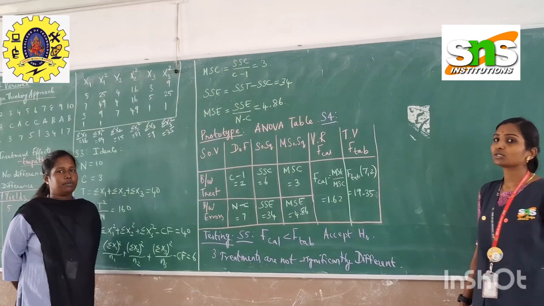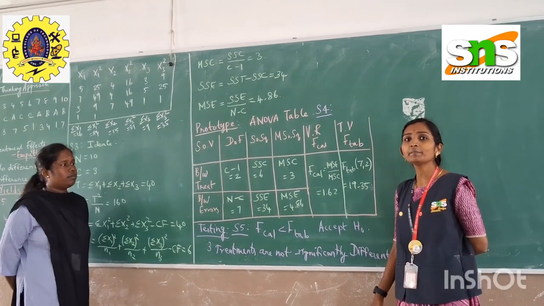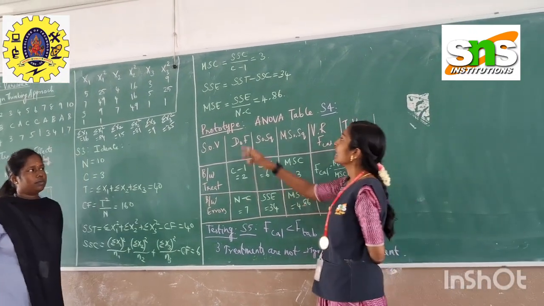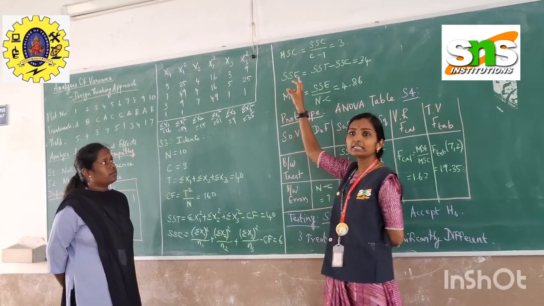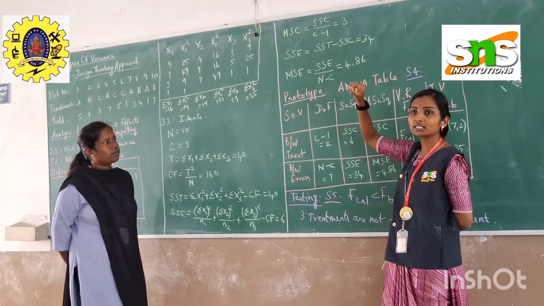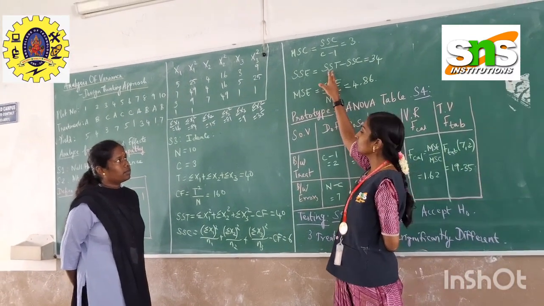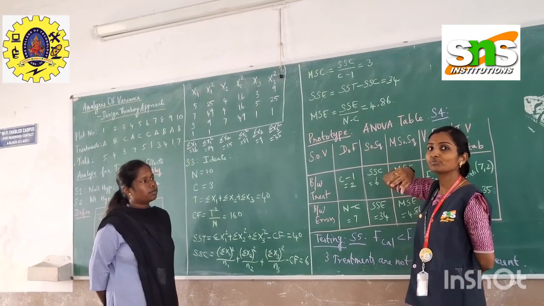Next, what is MSC? MSC is SSC by C minus 1. MSC is nothing but the mean sum of the squares of the columns. And what is SSE? SSE is nothing but the sum of the squares of the errors. So we have a formula here. This also comes under the ideation process only.